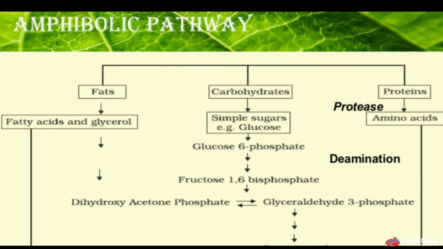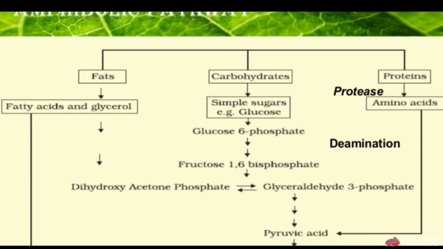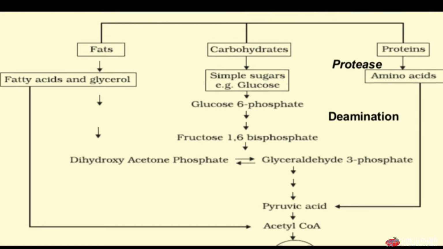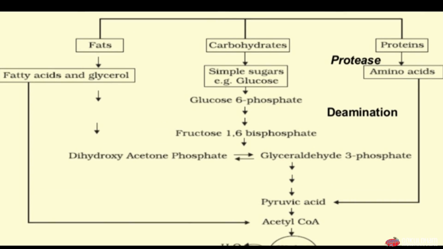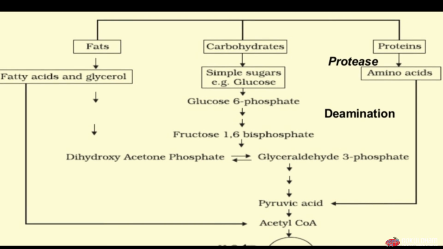Now let us see how carbohydrates are degraded or broken down during respiration. We know that in glycolysis, glucose is converted into pyruvic acid, then pyruvic acid is converted into acetyl coenzyme A, which enters the mitochondria, where in the Krebs cycle it produces water, carbon dioxide, and ATP. So this is about the breakdown of carbohydrate during respiration. Now let us see how protein and fats are broken down during respiration. Let us see fats first.